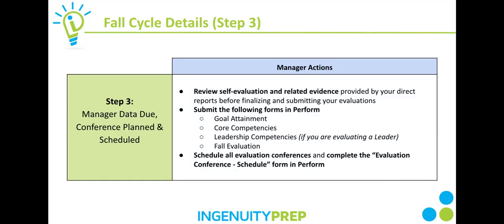Step three is when your evaluation of the staff member is due and the conference scheduling should be complete. At this point, you should review self-evaluations and evidence from your staff, finalize your own scores, and ensure that you submit everything in Perform, including the goal attainment form, the competencies form, and the full evaluation form. This is also when you finalize your schedule of conferences and log those details into Perform.